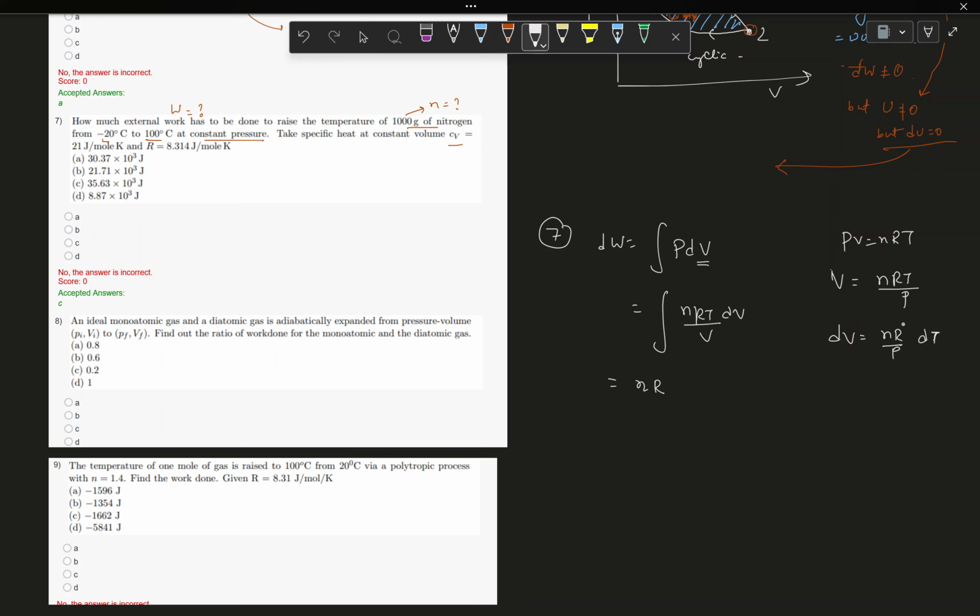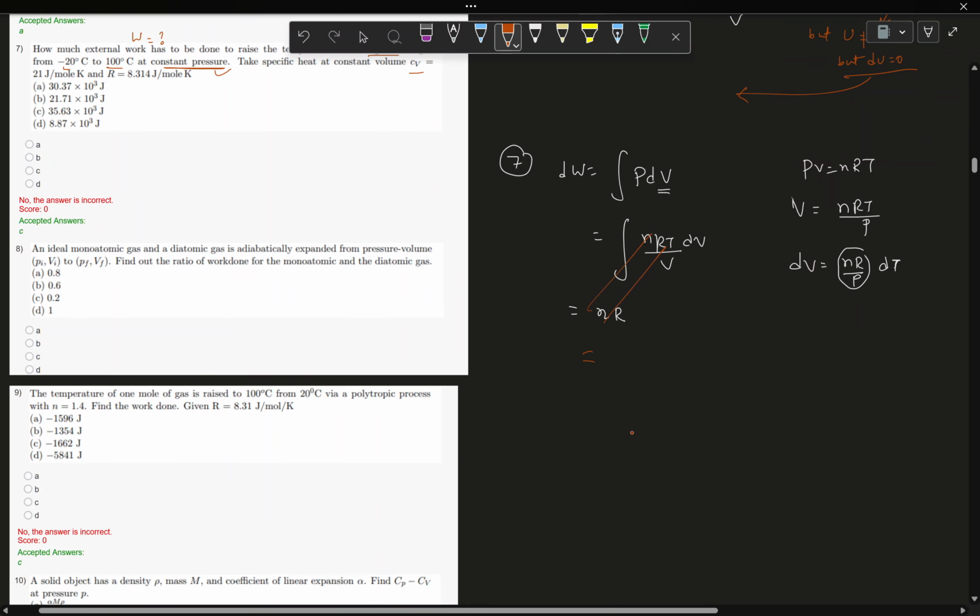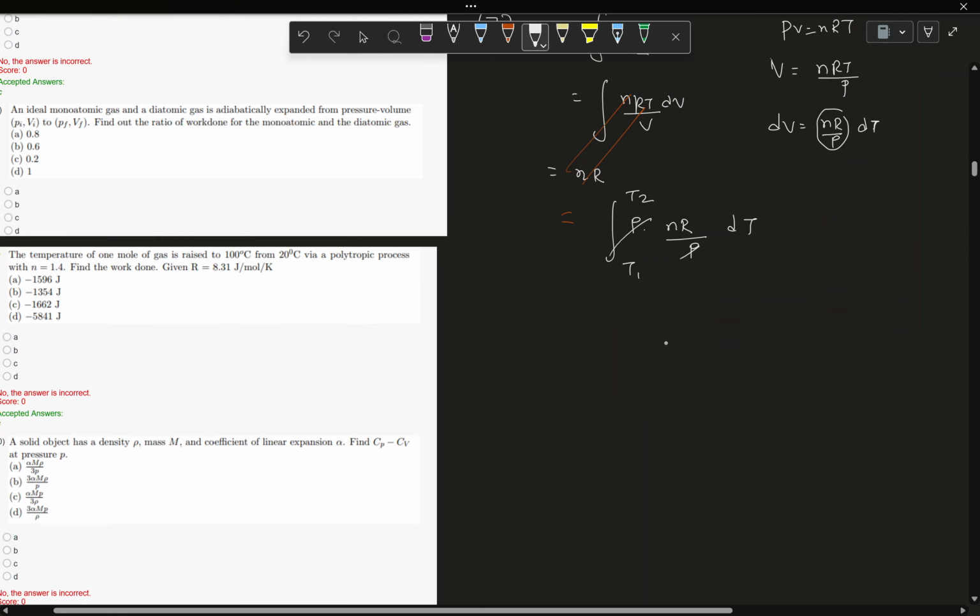Why only dT is taken, not on P? Because in the question they have clearly mentioned that they are doing it at a constant pressure. So P has no derivative form; P is not getting differentiated. This is simply constant. So you now change the integral from terms of V to terms of T, because we have information about that. So P into dV is nR by P dT. So these P and P cancel out. dT, because the integral limit is T1 to T2, initial and final temperature.